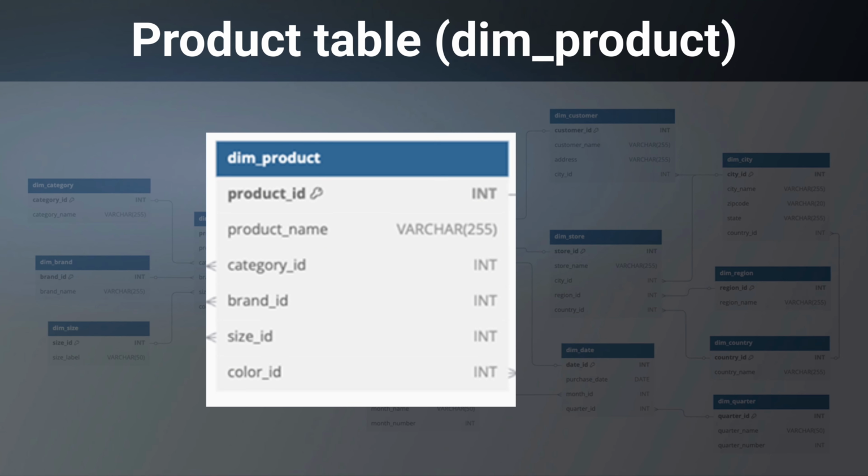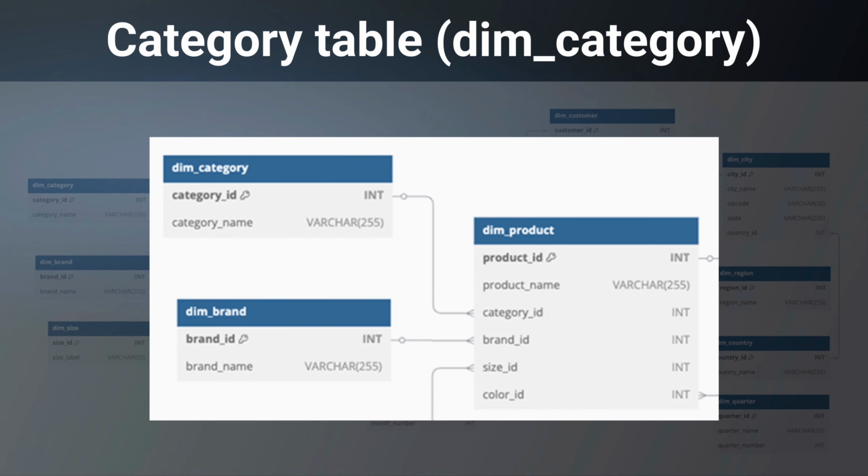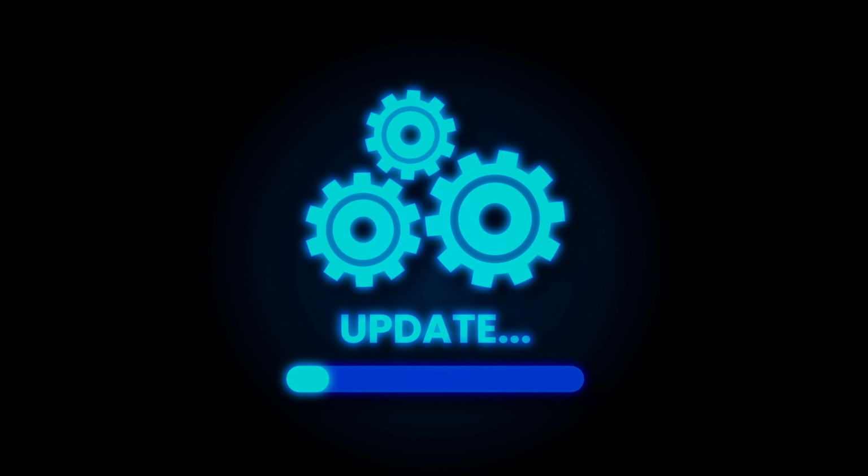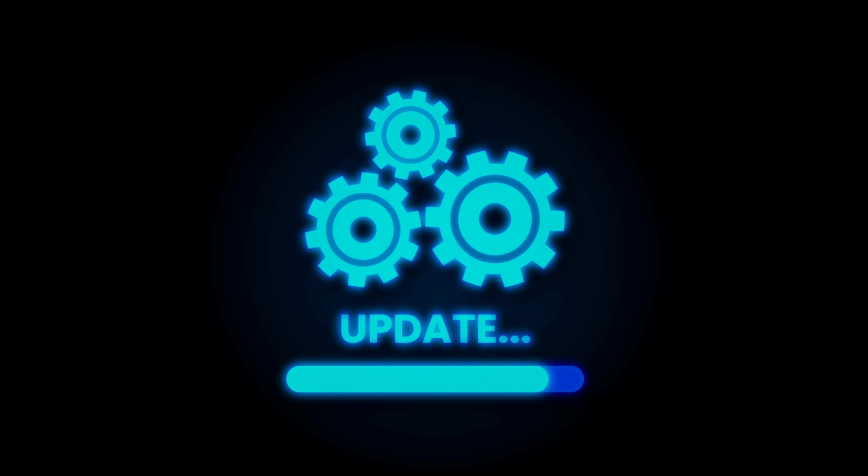Assume, for instance, that your product table has information on product ID, name, category, brand, size, and color. Instead of keeping the category information with every product, you can have a separate category table that includes a category ID and category name. This means that every product just refers to the category by its ID. You only save the category name once. This method helps in preventing data mismatches and makes updates simpler if something changes in the category details.